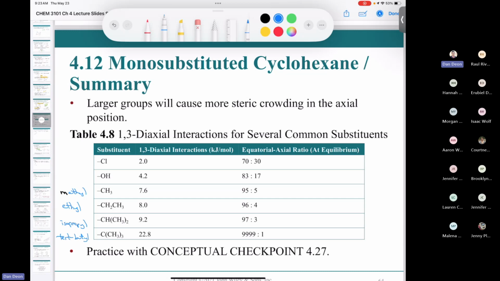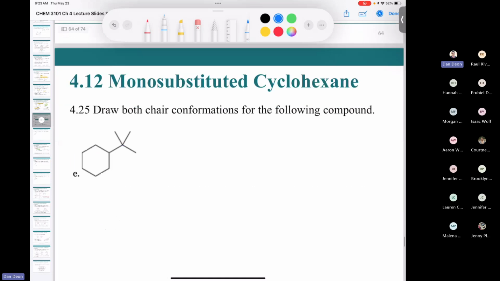You should know this. The group gets bigger and bigger and bigger. What happens is that the amount of the equatorial substituent is going to increase until we get to a tert-butyl where there's practically none of the axial, and that's because the 1,3 diaxial interactions are so pronounced. So I just want you to know the trend that as the group gets bigger, you're going to have less and less of the axial substituent.